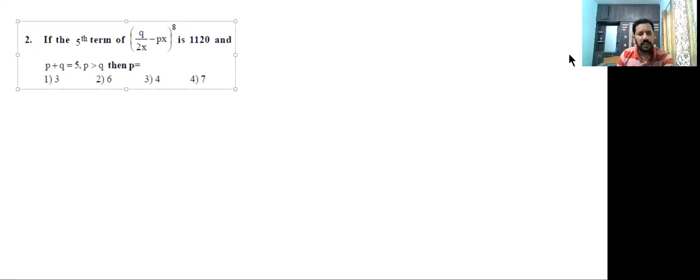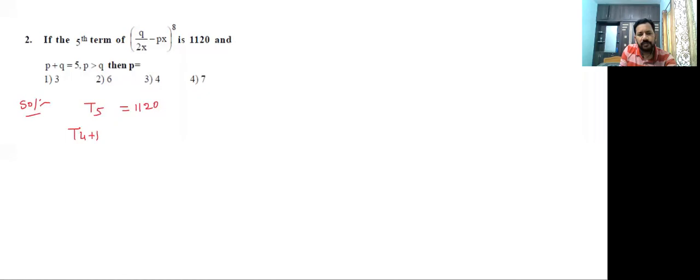What they are asking for: the fifth term of (q by 2x minus px) whole power 8 is 1120, and p plus q is 5, p greater than q, then p is equal to? Students, how to do this? They are given T5, that is equal to 1120. T5 means we can write T4 plus 1, that is 1120. Apply that.